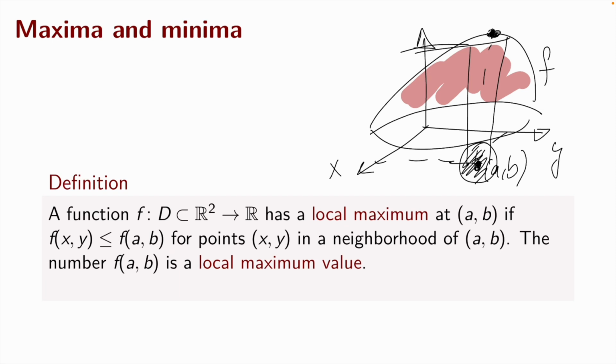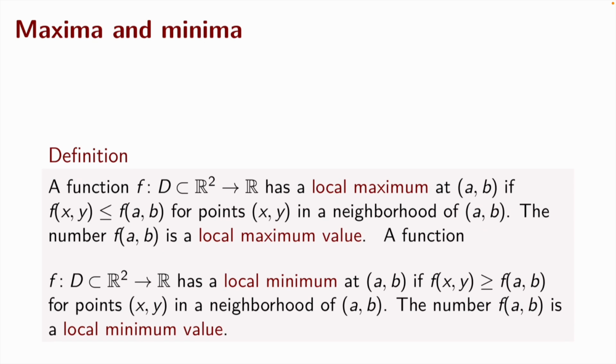So we are going to say then that the function has a local maximum at (a, b) if the values at the points around (a, b) are always less than the value of the function at (a, b). So that will define then what is a local maximum of the function.